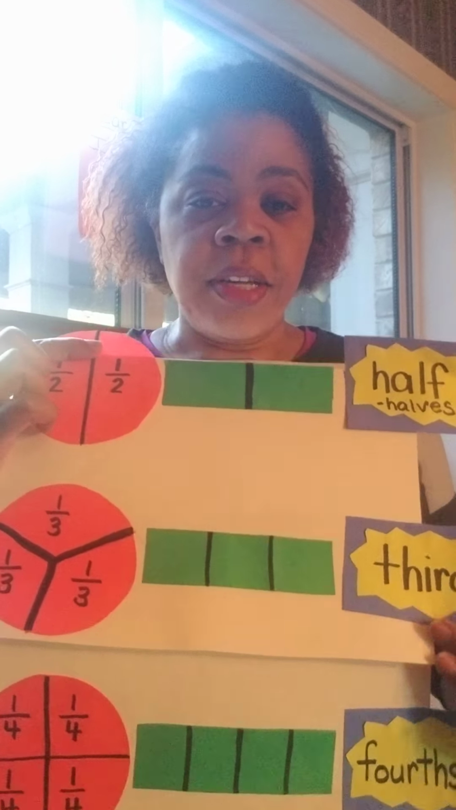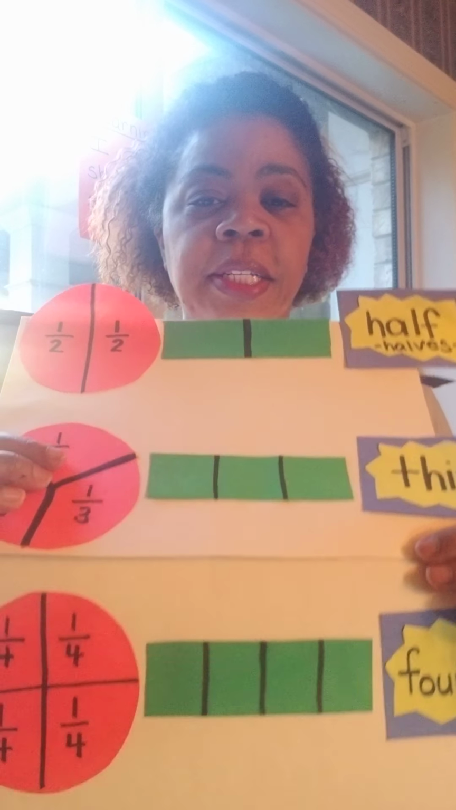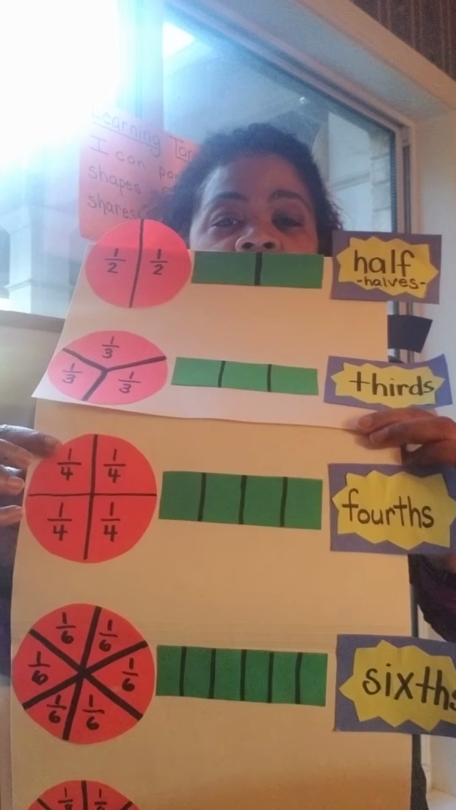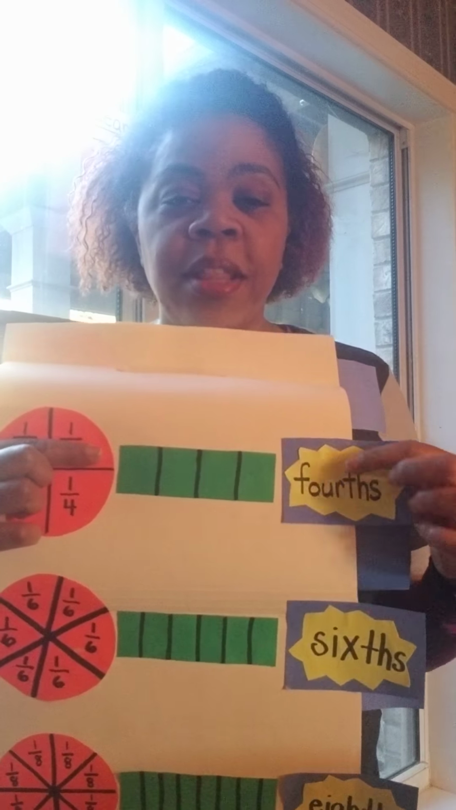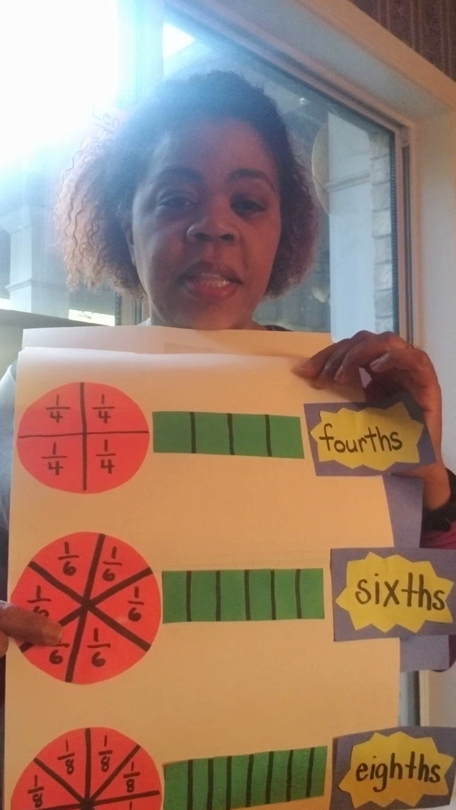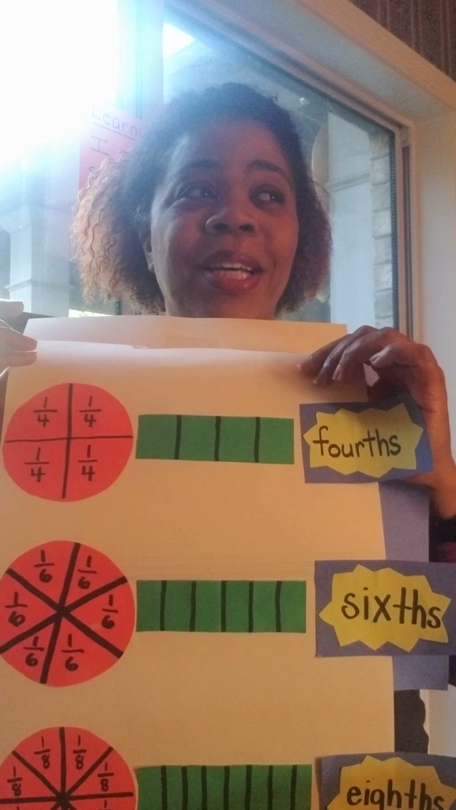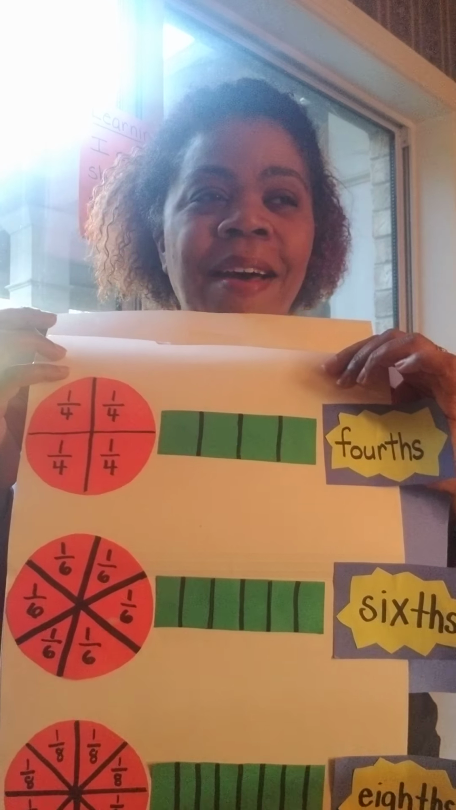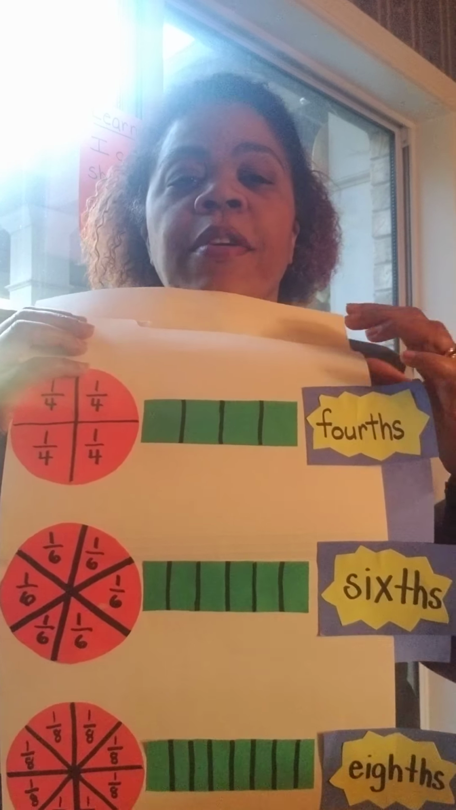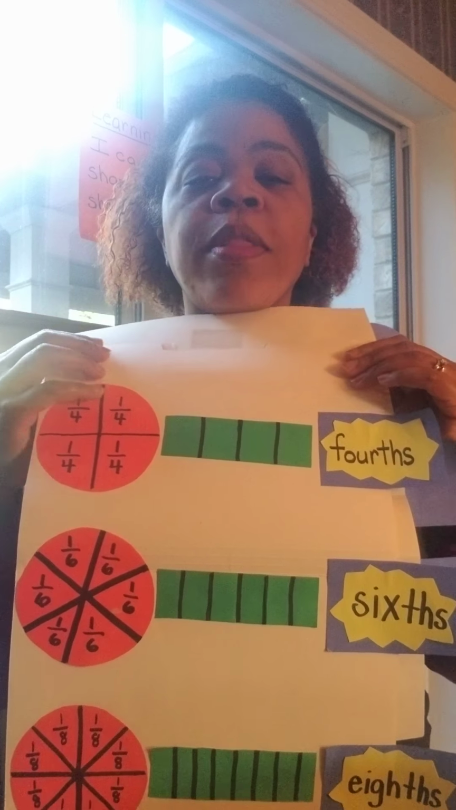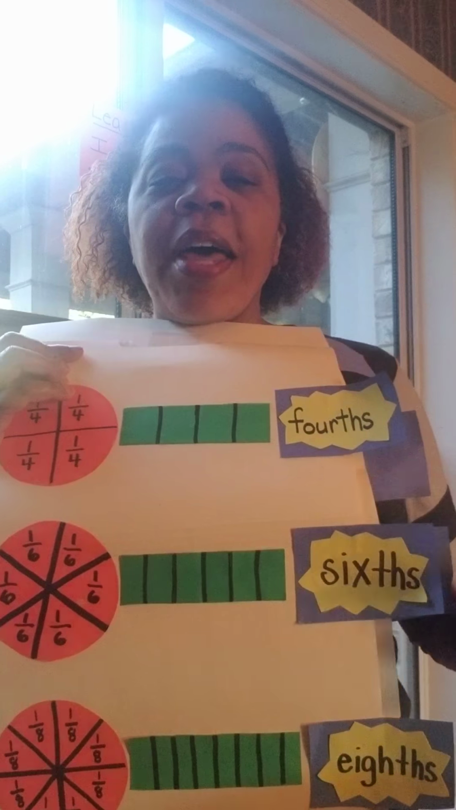There's our thirds. This is divided into thirds. There's a rectangle in thirds, and that's how we spell it. Okay, fourths. The circle is divided into fourths, and there's the rectangle in fourths, and that's how we spell it. Sixths. Remember, after whole, all the words are going to be plural because there's more than one piece. So halves, thirds, fourths, sixths, eighths, tenths. It's going to have an S at the end because it's plural, more than one. Sixths. There's the rectangle divided, and that's how we spell it.